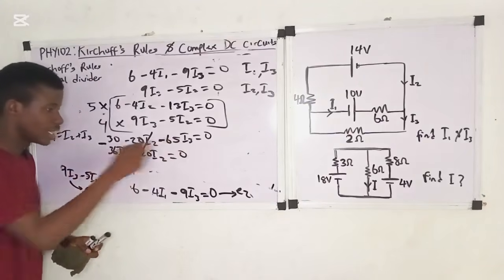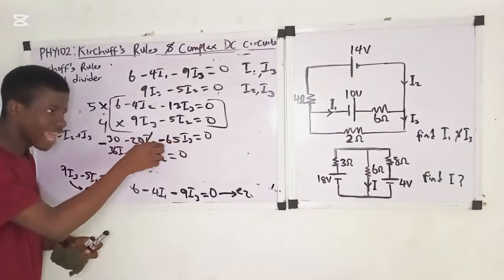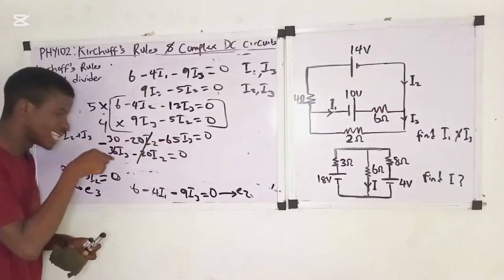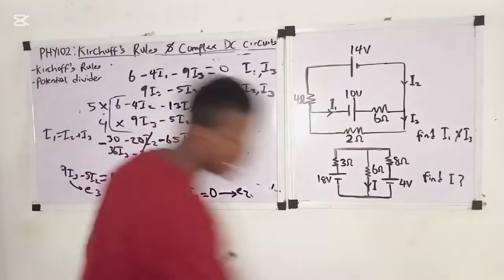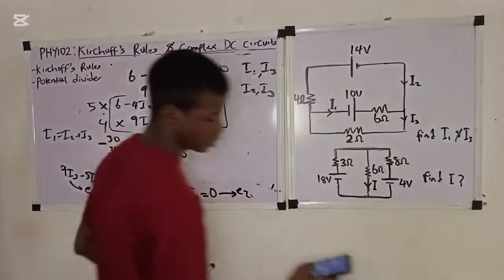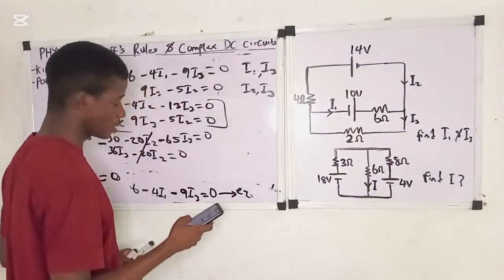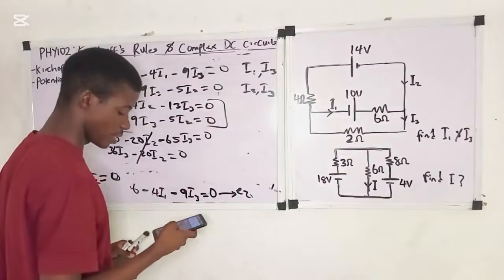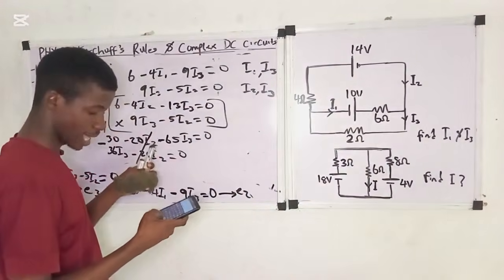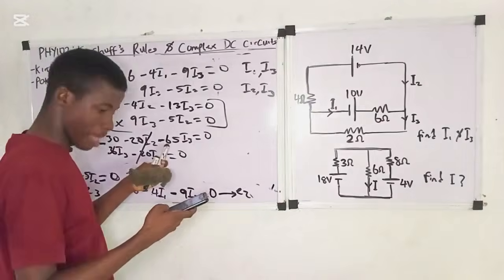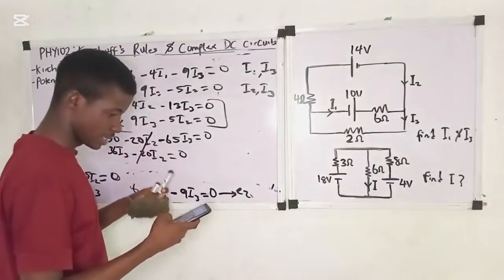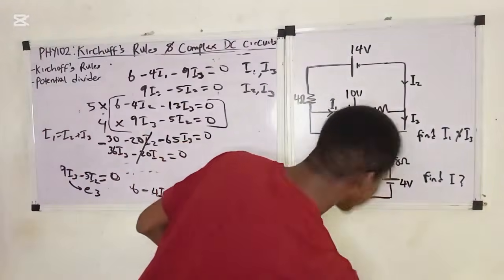Because they contain the same thing. So minus 65I3, minus 36I3. So let's do it. Minus 65I3, then minus 36 will give us minus 101, right?